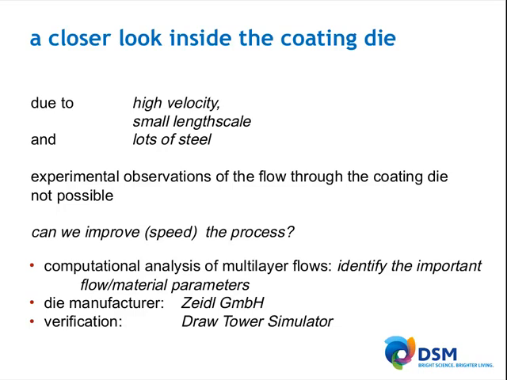Then the question is, how can we then improve the process? How can we improve the materials in such a way that we can gain access in speed? And one of the ways to do that is actually by doing a computational analysis of the flow inside the die. And using this kind of analysis, we can identify the important material parameters, the important flow parameters, and the important geometry parameters of the coating dies.